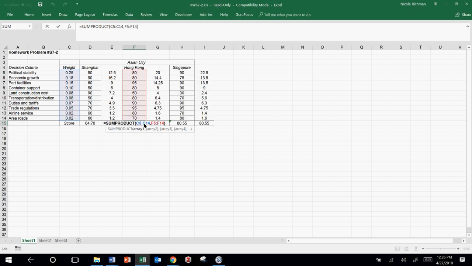So that's two different ways. So here again, sum product, it chooses the weights, and then the multiplied by for the second column. Either method works, and you'll see then that despite our affinity for one location over the other, the actual best option then is going to be Hong Kong, because based on the weights that we gave it and the scores that we awarded each one, we now can make a more objective decision.